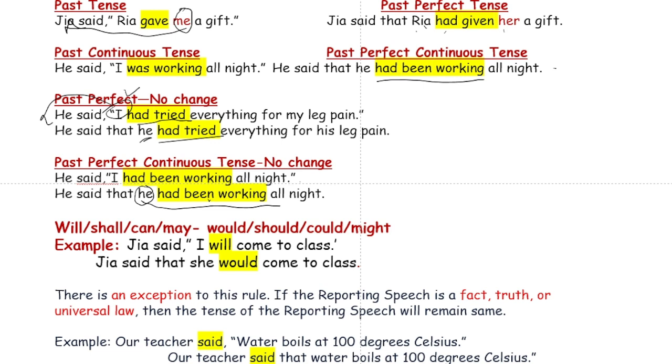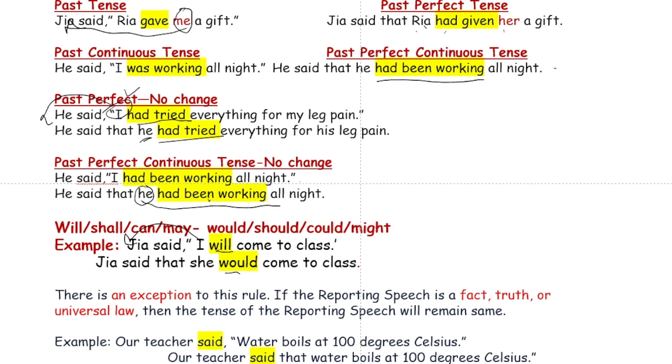Now, if we have some modal verbs in our reporting speech, then they will change according to this. Will, shall, can, may will change into would, should, could, and might. Let's see an example here. Jia said, I'll come to class. Jia said that, who is I? Jia. She will change into would come to class. I hope till here it is clear.